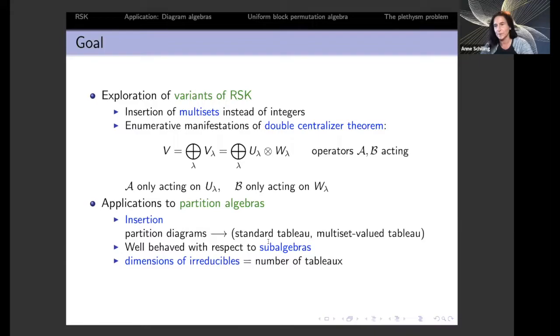Then, if time permits, I will also talk about another subalgebra, which is called the uniform block permutation algebra, and that will give us some insight into what's called plethysm. Just as a preview, what is plethysm? If you take two GL_n representations and compose them, then the decomposition of this composition gives rise to the plethysm. I will describe that later.